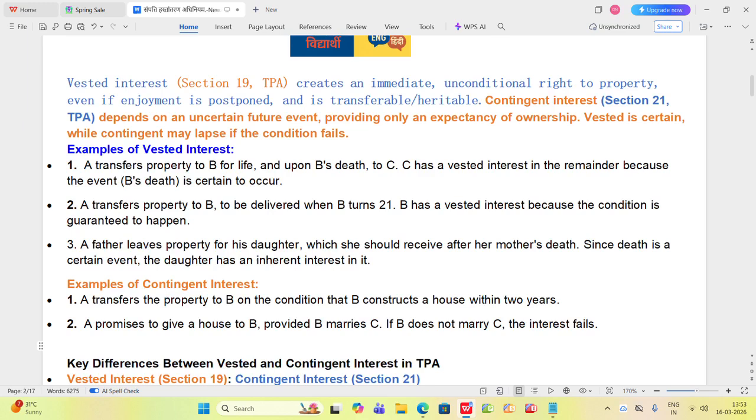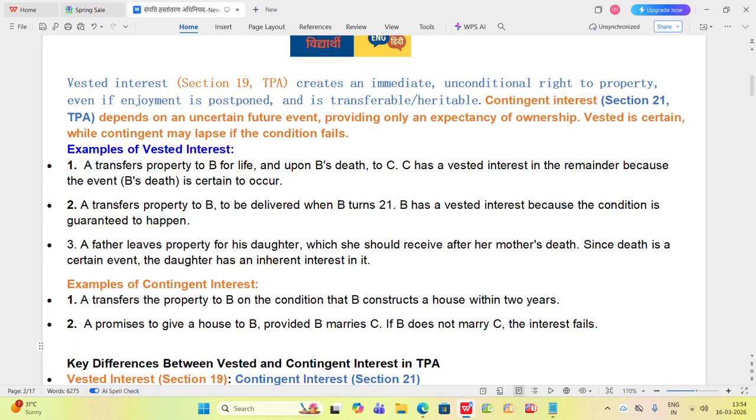Third, a father leaves property for his daughter, which she should receive after her mother's death. When her mother dies, the property which has been left by the father will be transferred to the daughter, because the death is certain and so the daughter will get the property. So friends, these are the examples of vested interest. Hope you will understand this very clearly. The concept will be clear to you.